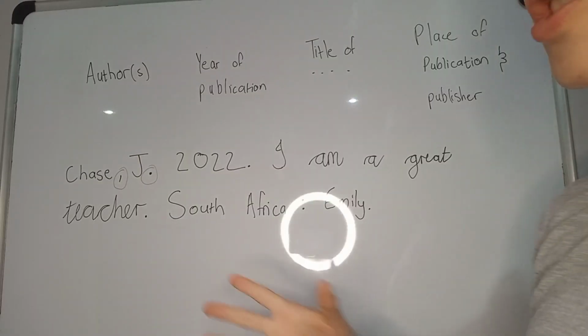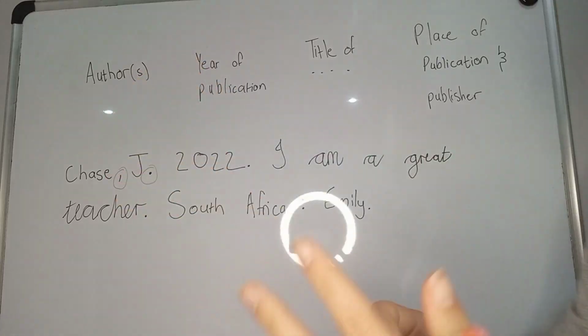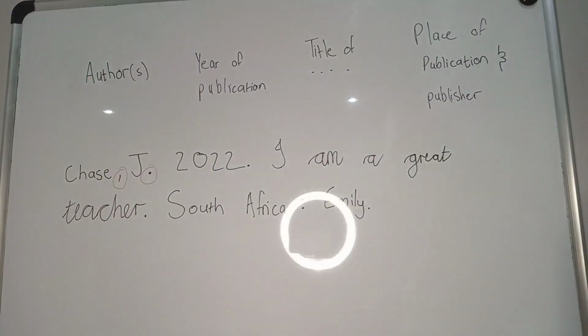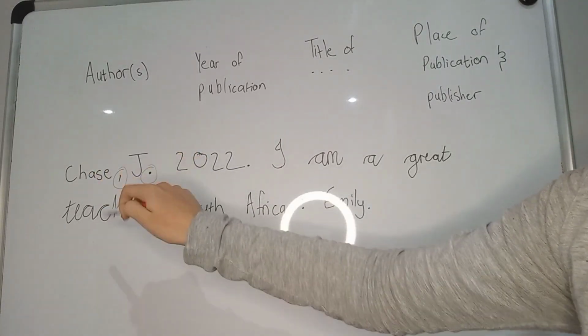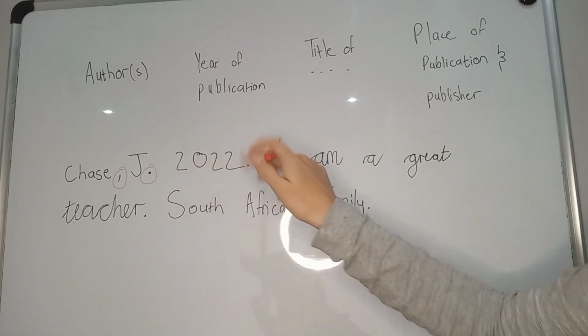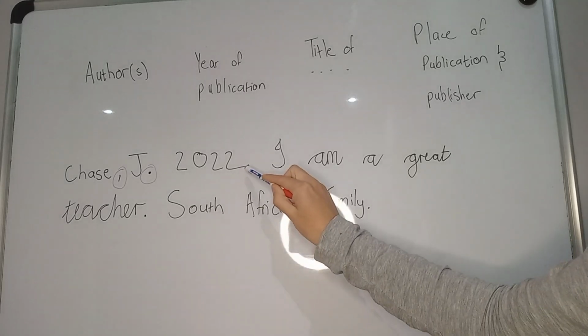If you take a closer look, you are always going to start with the author or authors. You're going to write the surname first. The surname always comes first and then the initial. You'll put the surname, a comma, initial, and then a full stop. Then you will do the year of publication. This stays the same in any reference. And then you'll put another full stop.